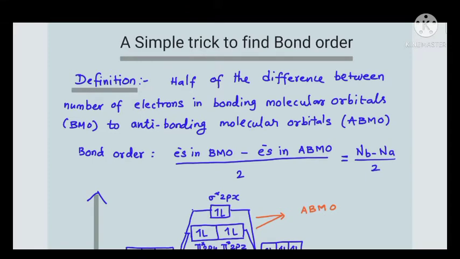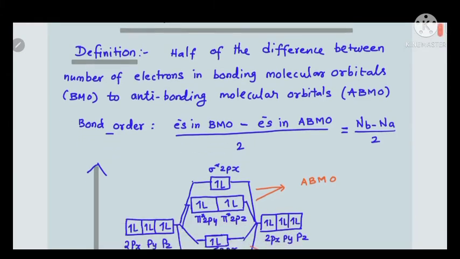Bond order is half of the difference between the number of electrons in bonding molecular orbitals, BMO, and anti-bonding molecular orbitals, ABMO. So it's nothing but the difference in the number of electrons between bonding molecular orbitals and anti-bonding molecular orbitals. This is the formula: bond order is equal to electrons in bonding molecular orbitals minus electrons in anti-bonding molecular orbitals, divided by 2. Simply, the formula is given as NB minus NA divided by 2.